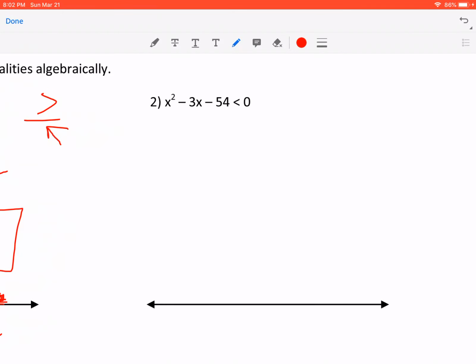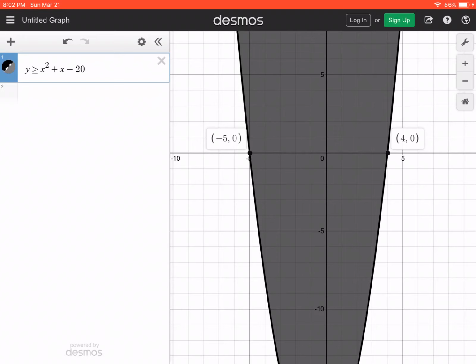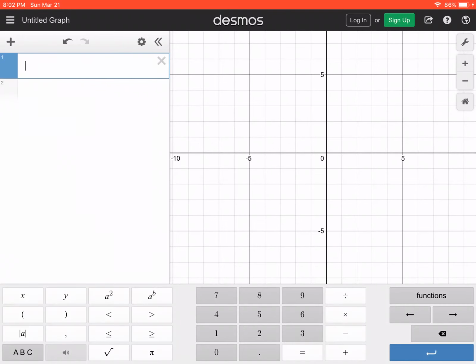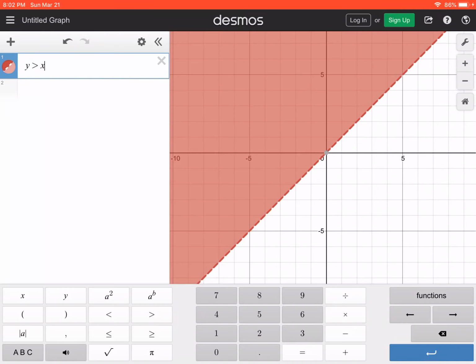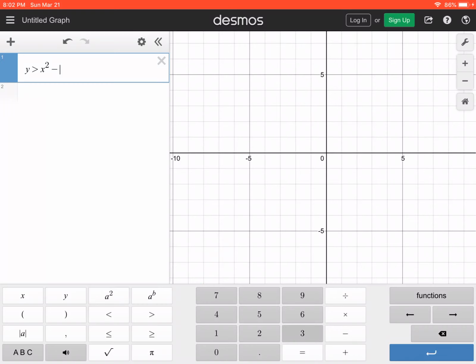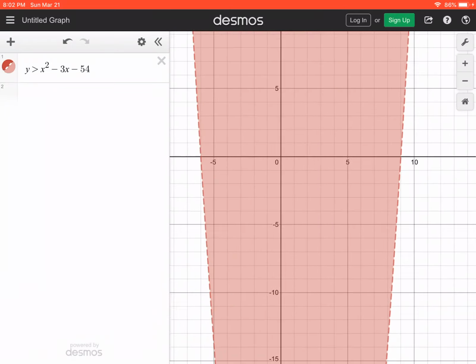Okay, go to number 2. Again, replace the 0 with a y, but now you need to rewrite it. That is y is greater than x squared minus 3x minus 54. Type it in the graphing calculator. Let's see what it looks like. Alright, so I've got y greater than, this time it's greater than, it's not greater than or equal to, x squared minus 3x minus 54.